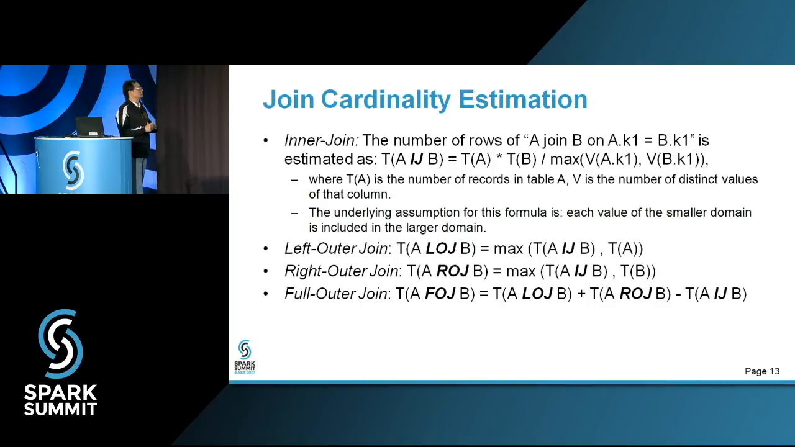As for the full outer join, it is the left outer join cardinality plus the right outer join cardinality, minus the inner join cardinality. The reason we need to deduct the inner join cardinality is that the left outer join and right outer join cardinalities both already include the inner join cardinality, so we don't want to include it twice.